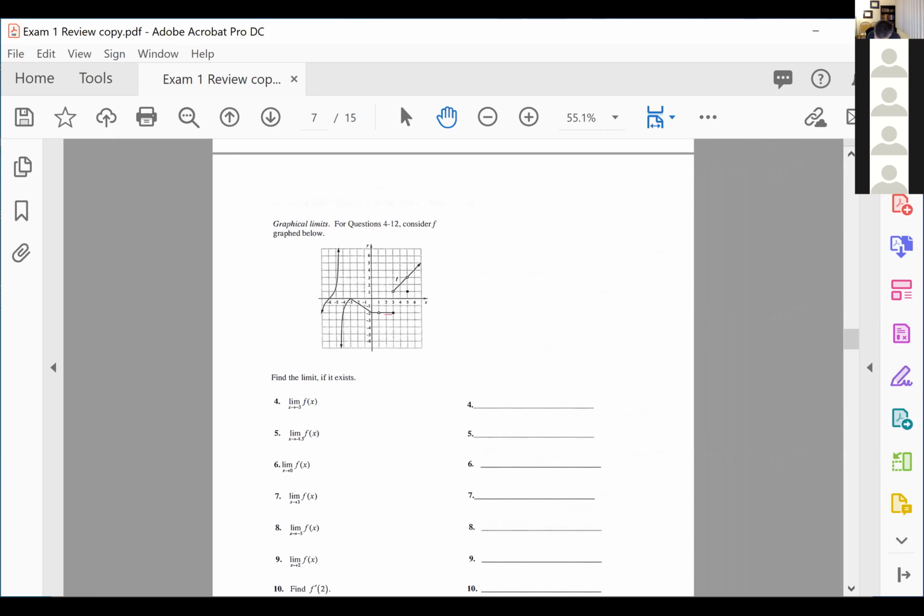Well, what's the slope at 2? What's the slope of the line at 2? Well, it looks to me like it's 0. The slope of that line, because that's what the derivative is. It's the slope of the tangent line. And here the tangent line is the line. So the derivative is 0.